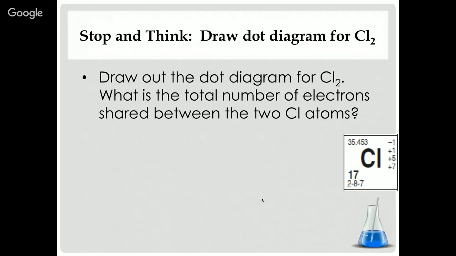And another stop and think. Let's draw the dot diagram for diatomic chlorine. And then once we're done with that, what is the total number of electrons shared between the 2 chlorine atoms? So I'll give you a moment to work that out, and then we'll go over it.